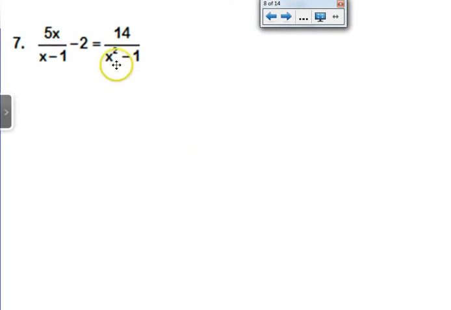Okay, we have a secret denominator here. X squared minus 1 is really an x plus 1 and an x minus 1. So when I think about my least common multiple for my denominators, come on, pen, work for me. All right, computer's frozen. We're going to multiply everything by an x plus 1 and an x minus 1.